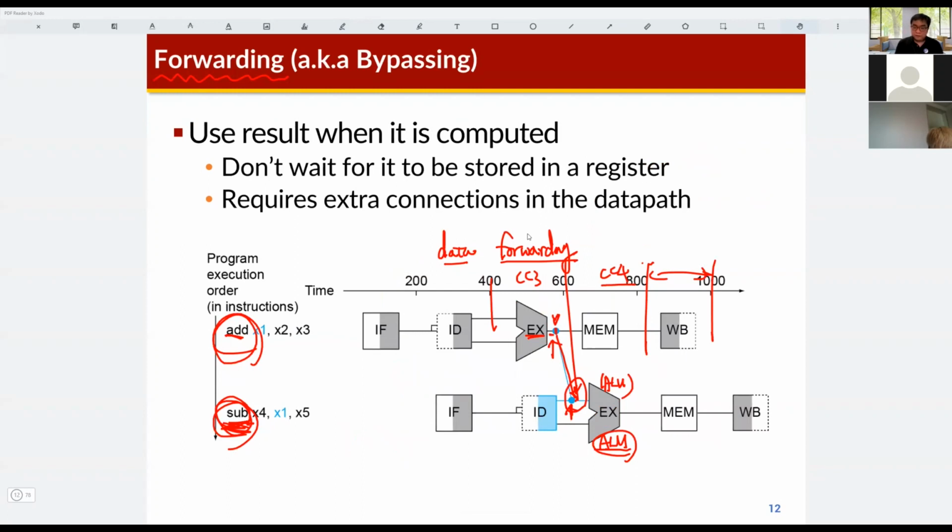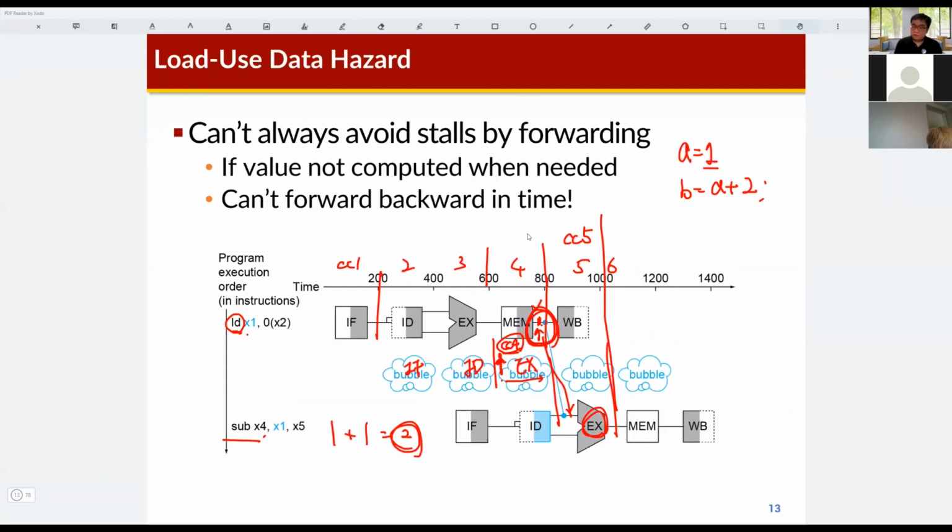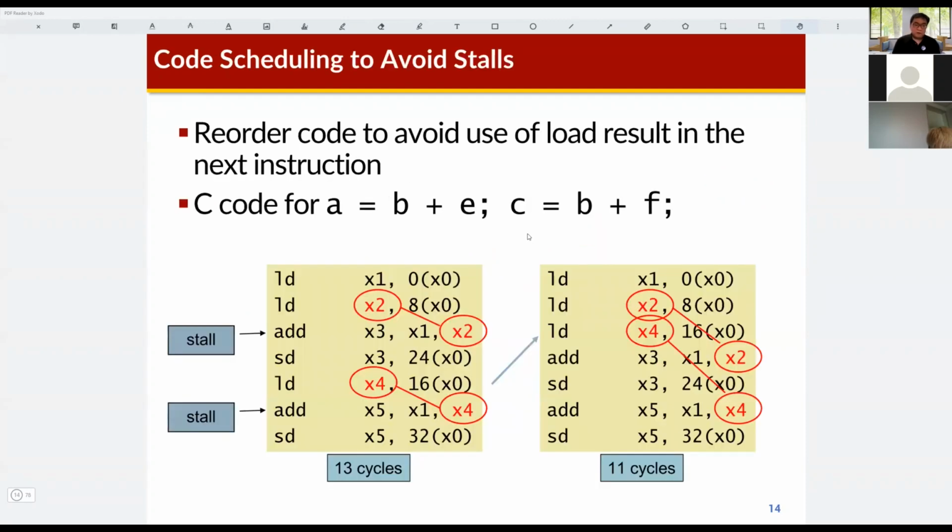So this data dependency, from add to sub, like R-type instruction to R-type instruction, we can avoid the data hazard. If we implement the data forwarding path in the pipeline architecture, then we can avoid the data hazard. But if the former instruction is a load instruction, then we cannot avoid the data hazard. So in this case, the next instruction needs to wait 1 clock. Okay, it's very important.